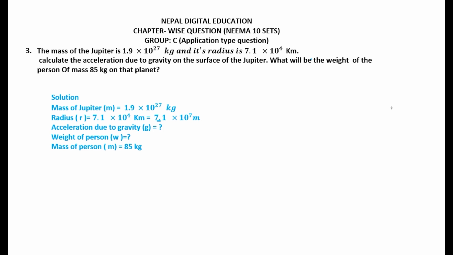So we have to find the value of g, acceleration due to gravity, and the mass is given and radius is given, but the radius is in kilometer. So first of all change in meter, just multiply with 1000 and it changes into meter. So it becomes 7.1 into 10 to the power 7 meter. And we have to find the value of g, acceleration due to gravity on the surface of Jupiter.